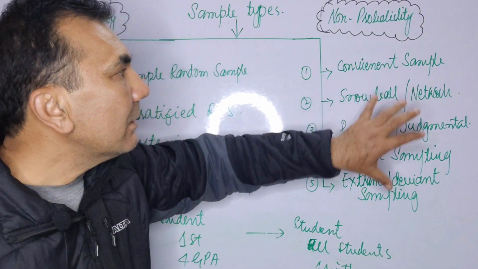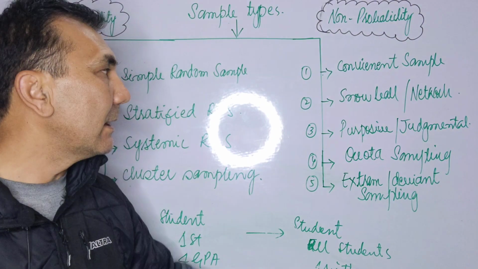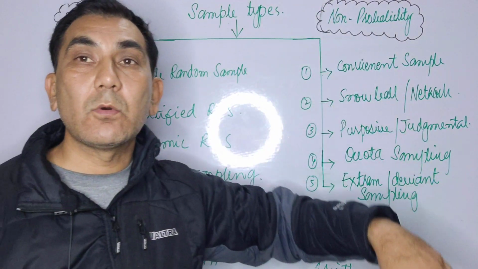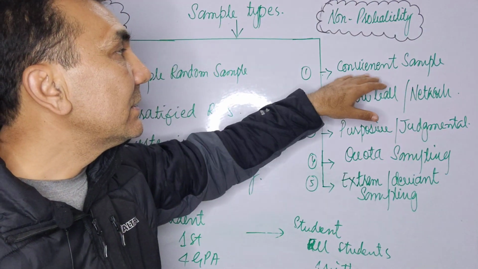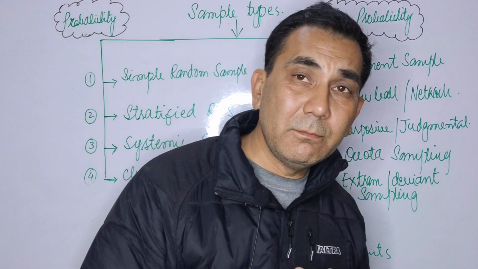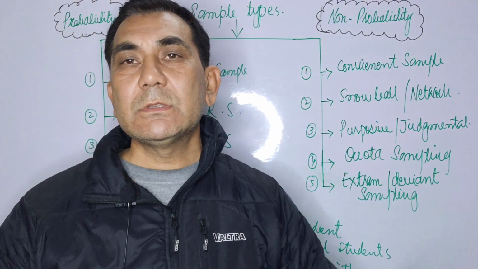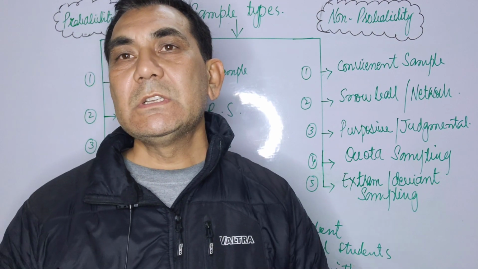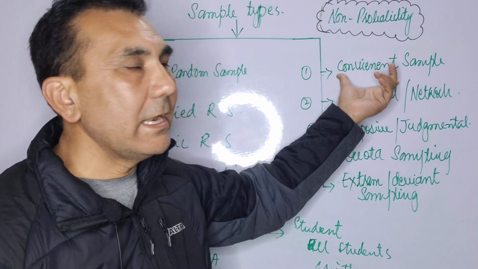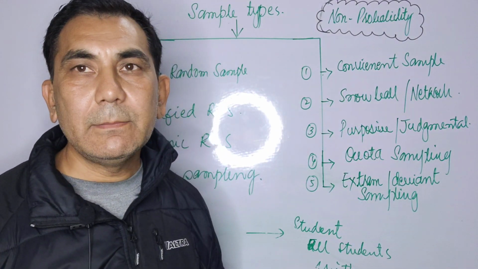Okay, now in non-probability sampling we learned four to five types of non-random sampling. Non-probability sampling is mostly used in qualitative studies. The first one is convenience sampling, in which you select the sample that is easily available in any area. So you select it for your convenience. And the second one is snowball sampling, or network sampling.